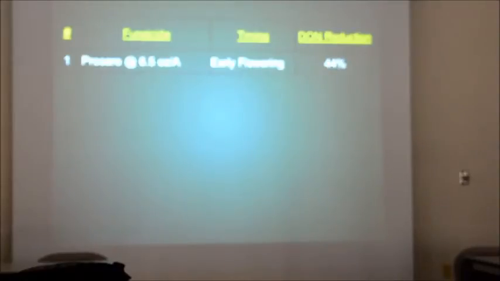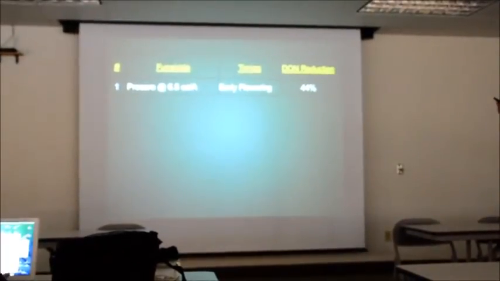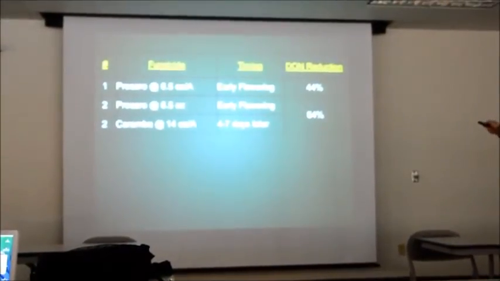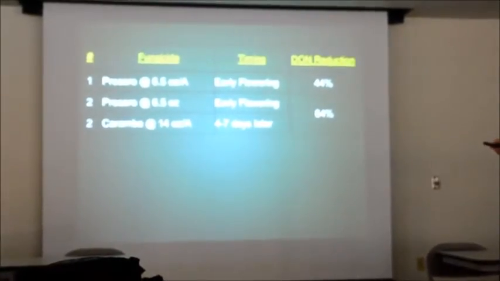On this table, I'm going to give you a fungicide, the timing that it was applied, and how well it reduced DON. So this is what I call our standard treatment of Fusarium at 6.5 ounces at early flowering. We're looking at DON reduction across all market classes at 44%. This next combination, I don't consider it economical. I will mention that some of these are not the most economic, but it was a question that we needed to answer.